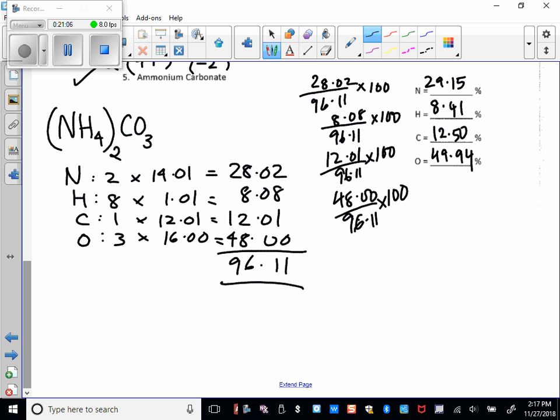49.94. Are we good with how to calculate molar mass and from molar mass to find percent composition? Are we good? You can do as many problems as you want. Oh wait, I didn't stop this at all. Oh, I'm going to stop.